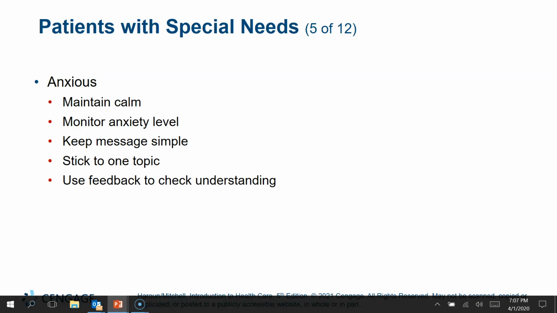Please keep the message simple. It's very important that we just work on them and let them know we're there for them, and use feedback to check their understanding. You know, they are not there mentally if they are anxious. So there's a lot of times they don't hear a thing we're saying. So we really need to make sure that they're following up. We're following up to make sure they understand.